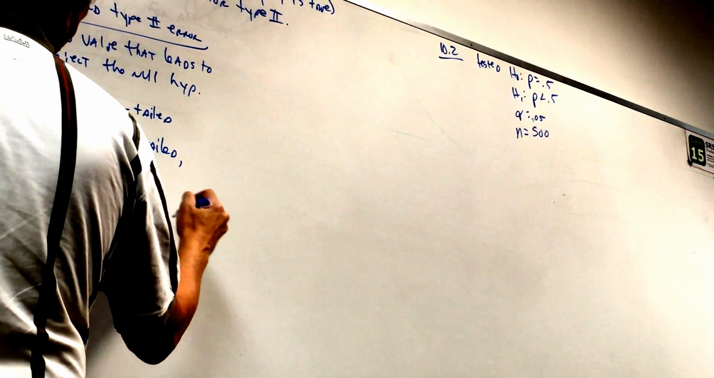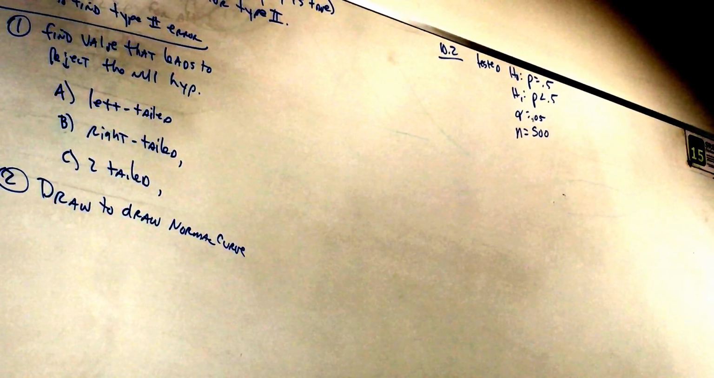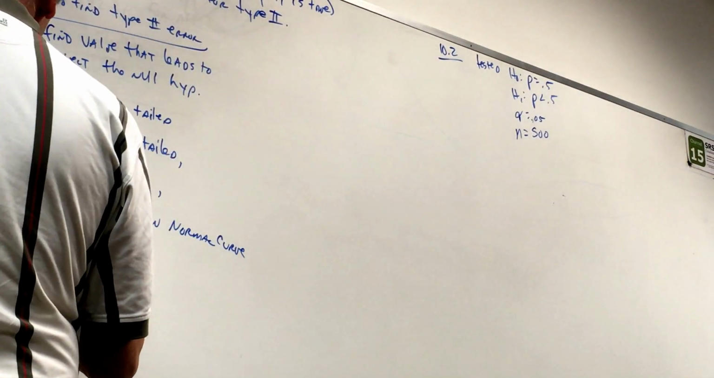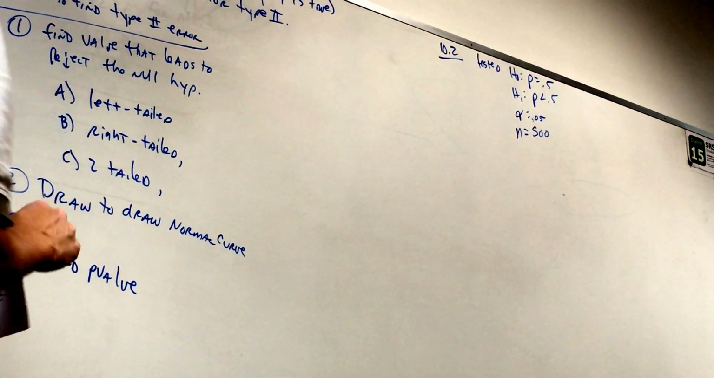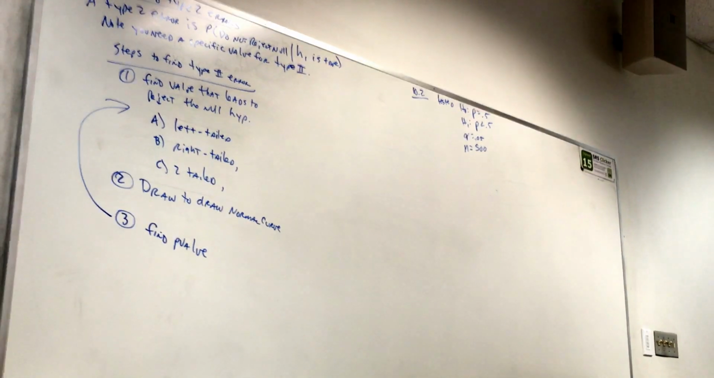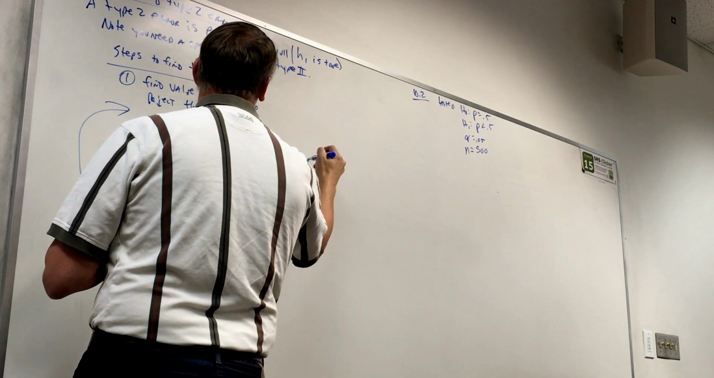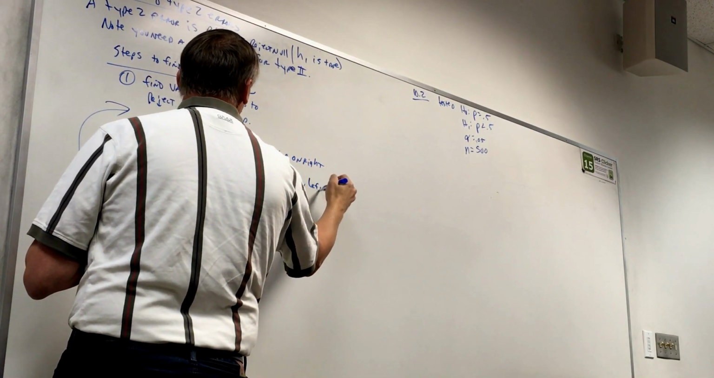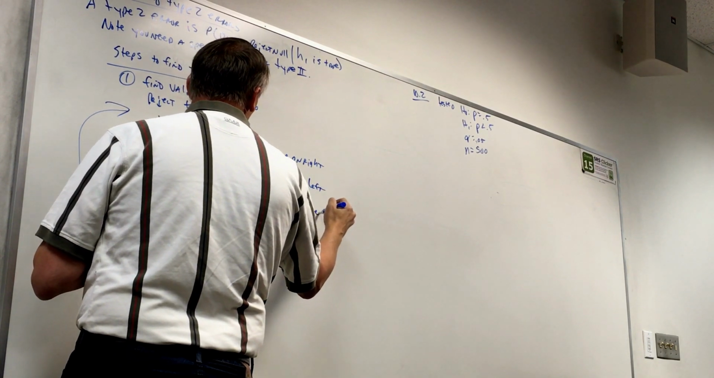Step number 2, you've really got to draw a normal curve. I really don't see how you can do this without drawing a normal curve. You're going to get confused if you don't. I know some of you are still resisting that. Number 3 is to find the p-value. However, it's based back on step number 1. If you're doing a left-tailed test, you want to find the value on the right. If you're doing a right-tailed test, you want to find the value on the left. And if you're doing a two-tailed test, you want to find the value in between.